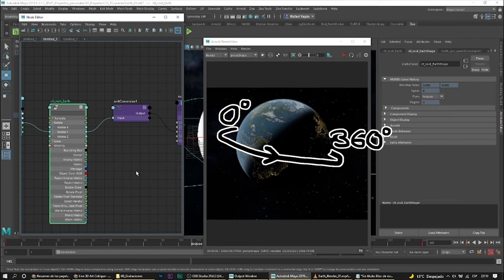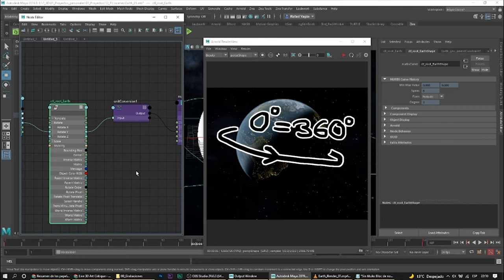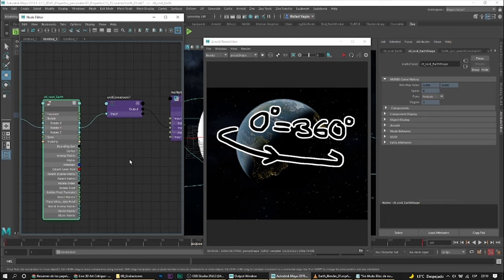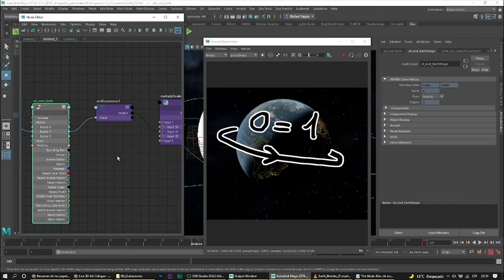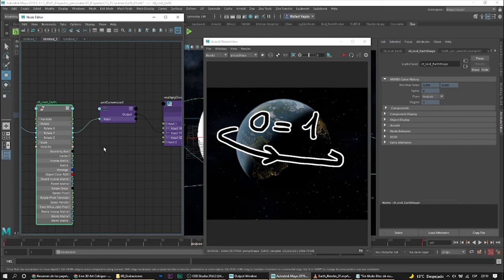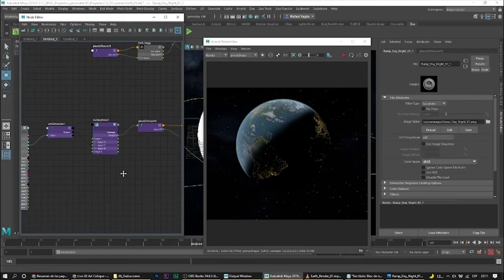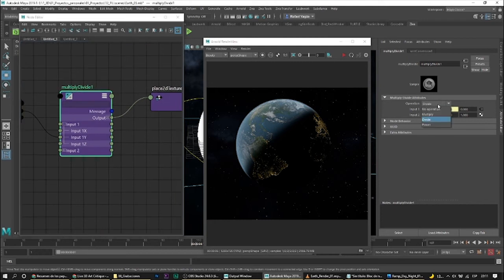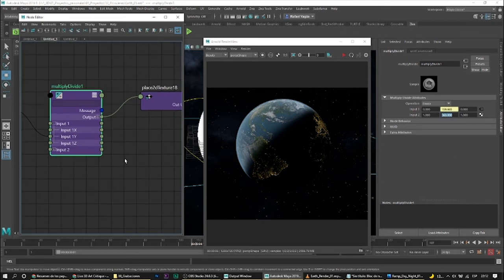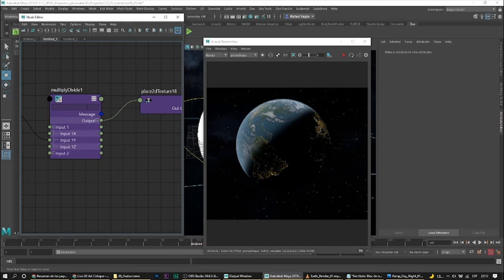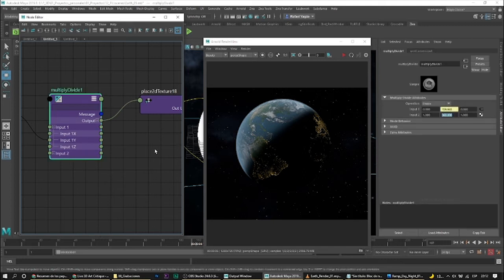So 0 is 360. As many times as you turn it, 360 is going to mean the same as zero. So it's really going to go from zero to one. We want to convert 0 degrees to a value of zero and 360 to a value of one. So we have this multiply divide set to divide. Why? Because you can see that I have written 360 here. This is because the Earth, as it rotates, is going to go from a value of 0 to 360.